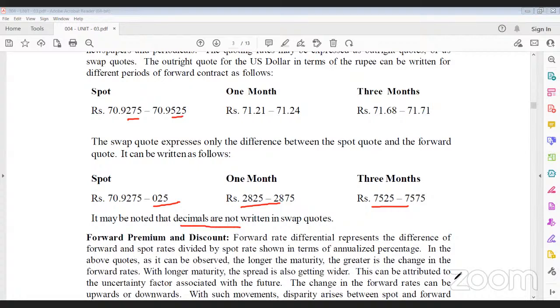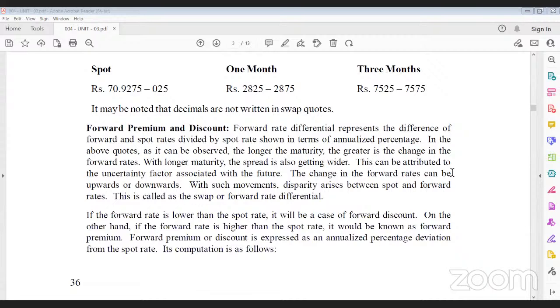Next we have premiums and discounts. Because they are future dated, sometimes you end up getting some premiums or certain discounts. Now how and what are those? Forward rate differential represents the difference between forward and spot rates. This is also called swap or forward rate differentials. These are attributed to the uncertainty factor which is associated. Unlike spot, it is not the current date. It is all about the future.